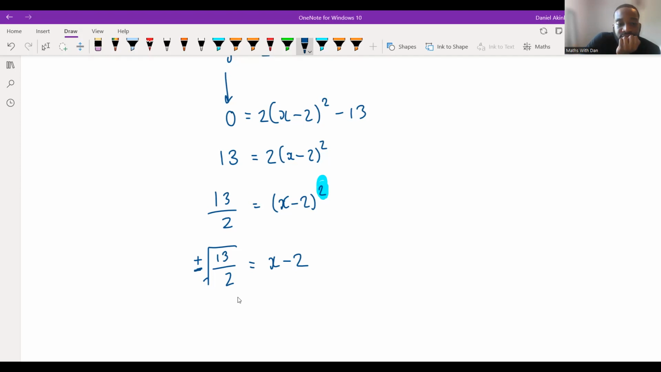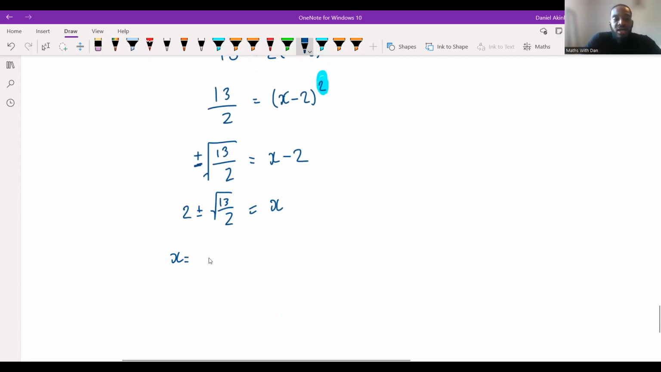So now let's continue. We know that the plus or minus square root of 13 over 2 equals x minus 2. And if I want x on its own, I will just add 2 to the left. So it'll be x equals 2 plus or minus the square root of 13 over 2. So that tells me that I get 2 answers for x. One answer for x is going to be 2 plus the square root of 13 over 2, whatever that is. And the other answer for x is 2 minus the square root of 13 over 2, whatever that is.